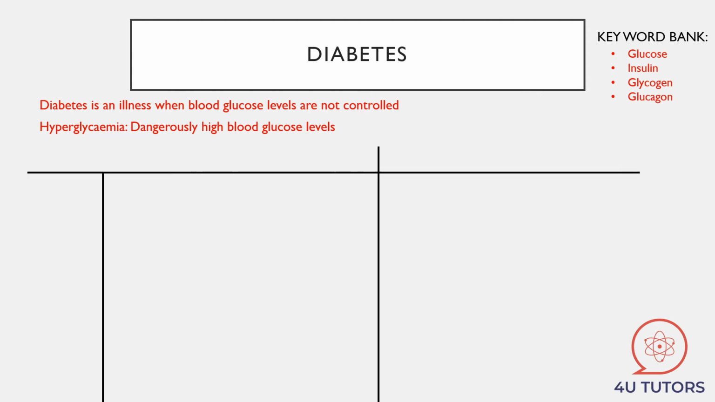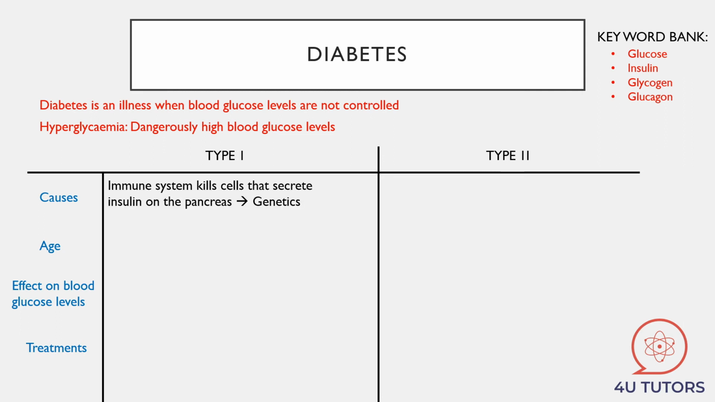There are two medically recognized types of diabetes, type 1 and type 2 diabetes. The numbers are in Roman numerals. For GCSE, we need to know the causes, the relative ages of the affected, the effect on blood glucose levels, and treatments. Type 1 diabetes is a bad one because it can't really be prevented. This is because it's caused by genetic factors. The immune system is programmed to basically kill cells on the pancreas that secrete insulin. Of course, if we do this, insulin cannot be made.